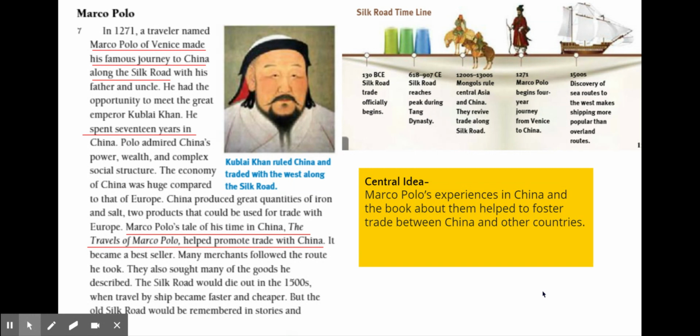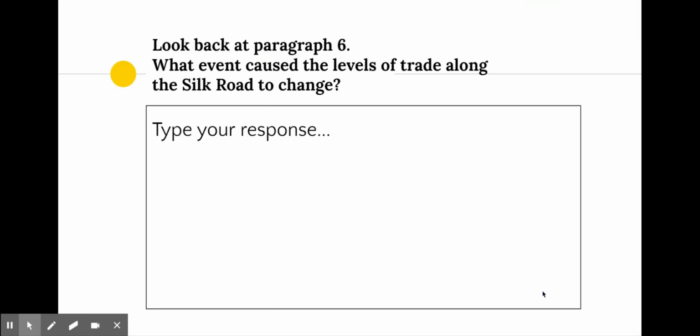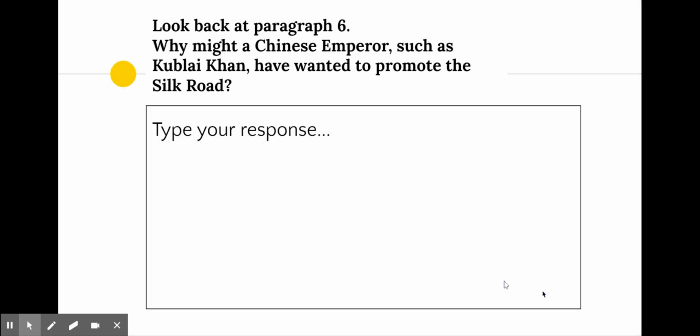Your job now is going to be to take a close read of paragraph 6 in order to answer 2 questions. Good luck. See you tomorrow.